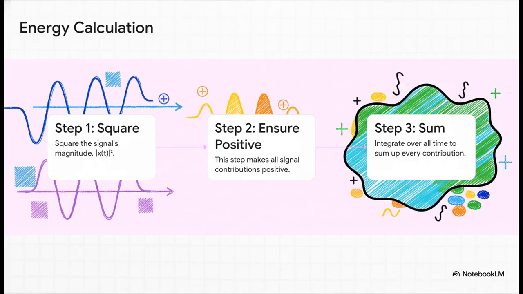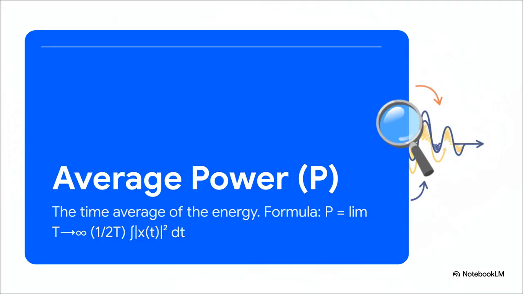So what is this formula really telling us to do? Well, first, you take the signal's magnitude and you square it. The reason we do this is super important. It makes sure that every part of the signal, whether it's positive or negative, gives a positive value to our total energy. Then you integrate. And integration is really just a sophisticated way of summing up the signal's strength at every single moment across its entire existence.